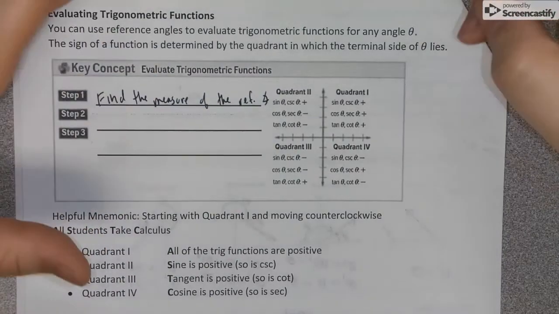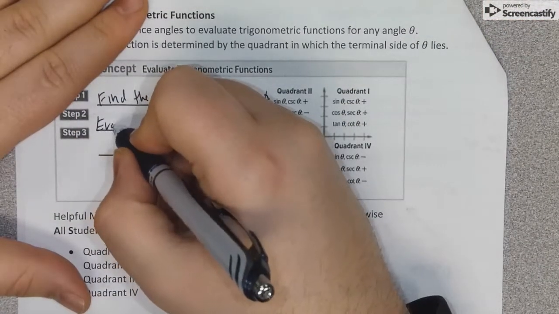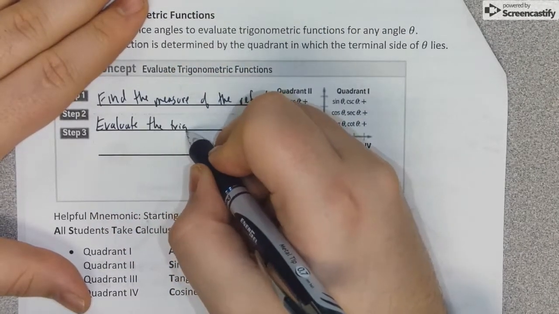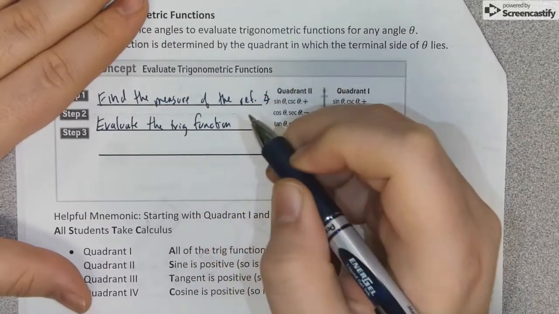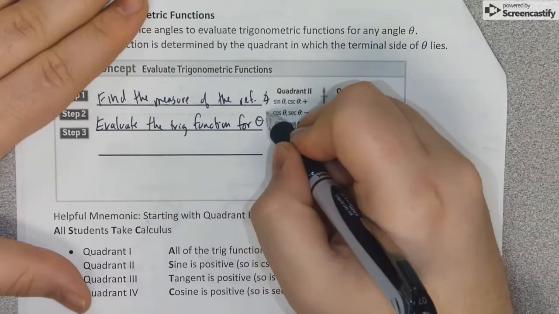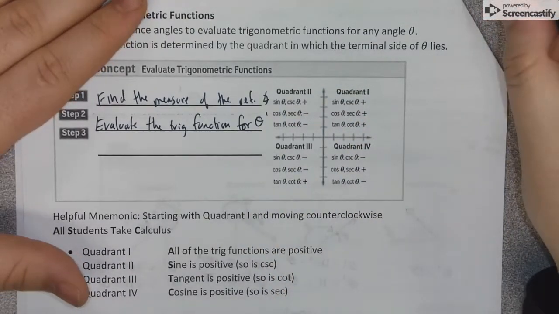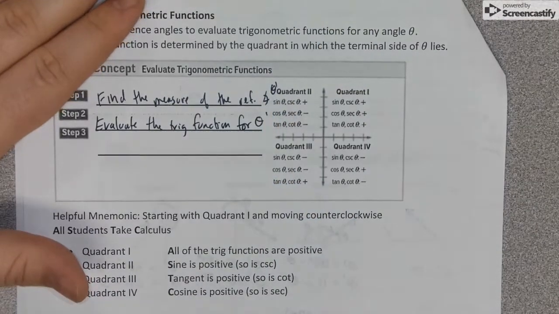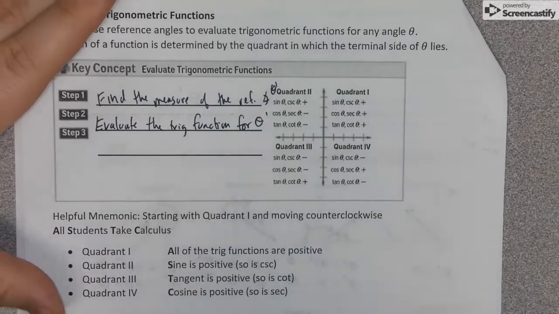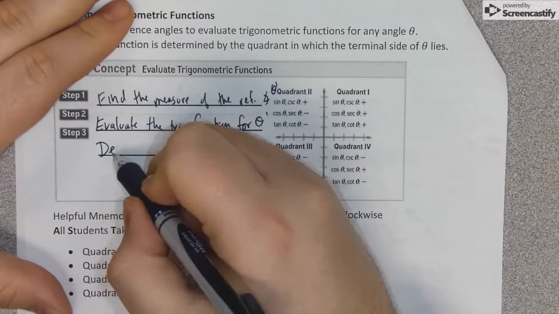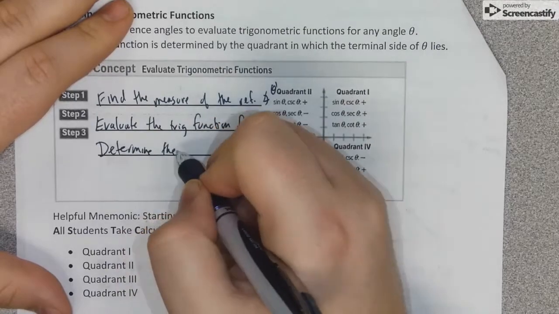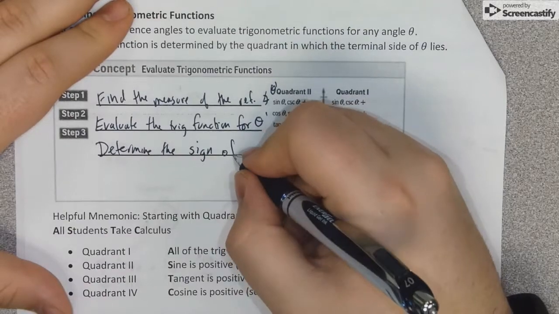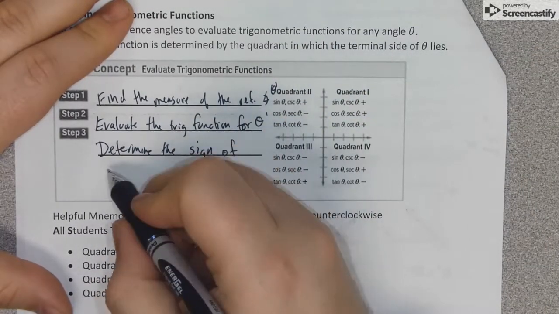I'm going to abbreviate because I'm running out of room. That's the first step. Step 2, evaluate the trig function for theta prime. Oh, this should say up here theta prime too. Step 3, determine the sign of the trig function value.